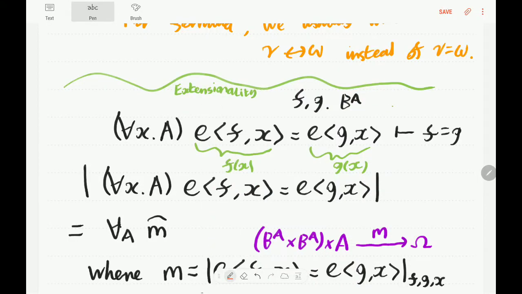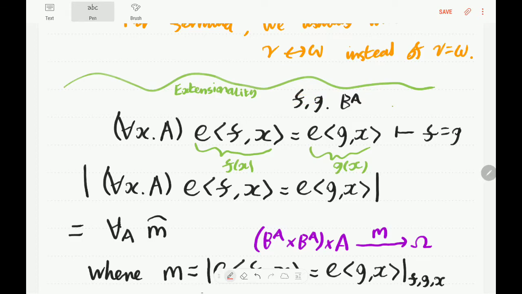Okay then, so now we're going to go on to another axiom, which is this axiom of extensionality. So I think this is probably the most complicated one, but we'll be fine because we have experience dealing with this stuff.